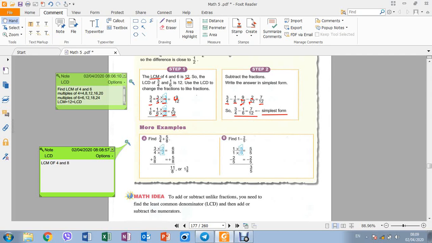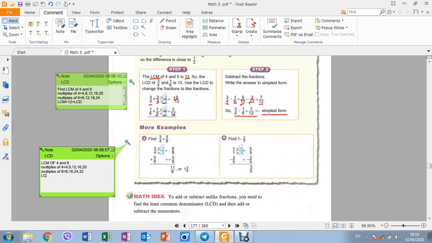At first we need to write multiples of 4. Multiples directly I write is 1 times 4 equal to 4, 2 times 4 8, 3 times 4 12, 16, 20. And multiples of what? 8 as 1 times 8 8, 2 times 8 16, 3 times 8 24, and 4 times 8 32.